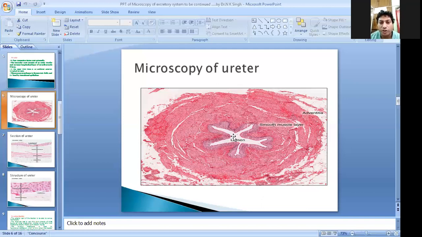This is the outermost layer, made up of tunica adventitia. This is the cavity, also known as lumen. The cavity is surrounded by epithelium. Where I am moving the cursor, this is the epithelium, and this epithelium is transitional epithelium. And all along it is covered by a smooth muscle layer. So this is the tunica muscularis layer of the ureter.